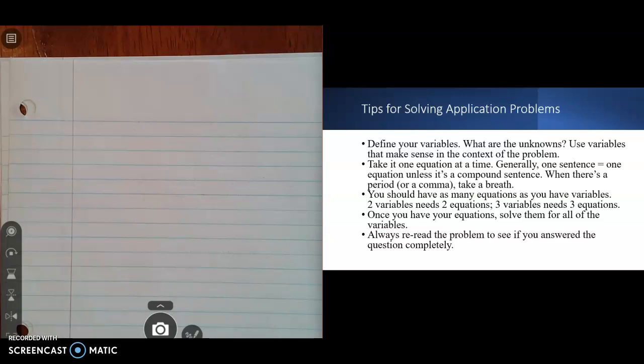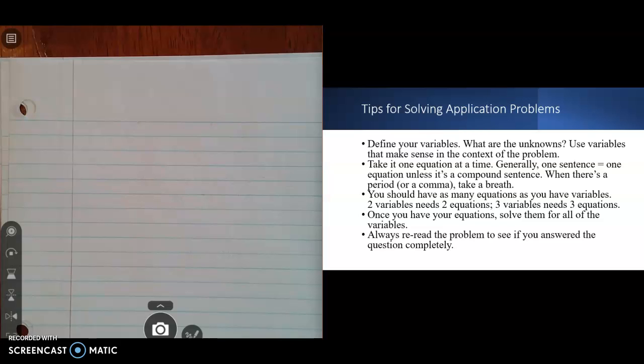Sometimes it gets overwhelming when you're looking at these problems. Take it one equation at a time. Often, one sentence equals one equation. Sometimes there are compound sentences, and you do have to break apart the information and figure out what goes with what. But just take it one equation at a time. And after an equation, it's okay to take a deep breath and then keep on going, because once you get the equations down, you usually do pretty well.